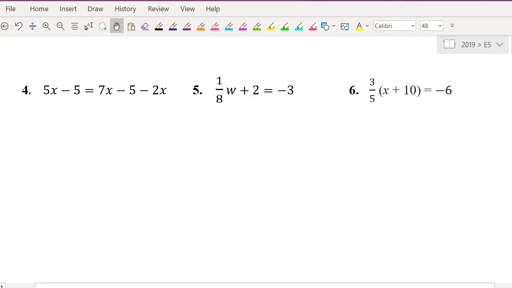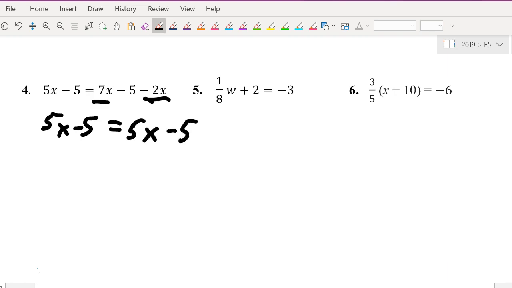Okay, moving on. Oh, this looks like a long problem. So do we distribute? No, there's no distributing. So we combine like terms. 5x minus 5 is equal to something. I don't know. No, positive 5x. Good guys win. Right? 7 and negative 2. Now this is a your yard, my yard. Wait a second.